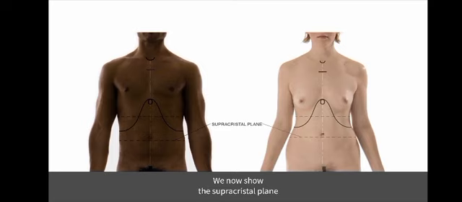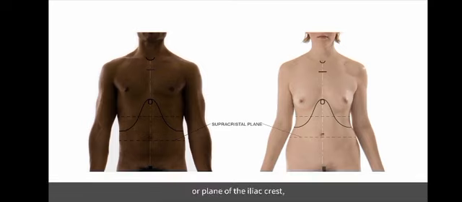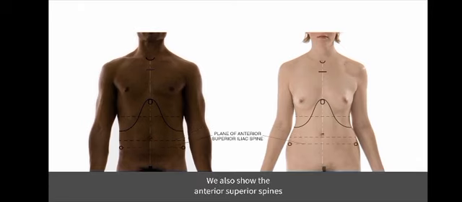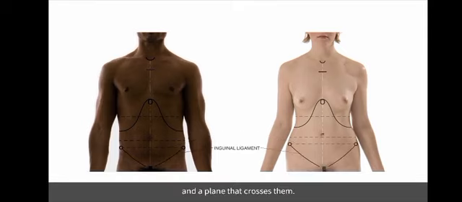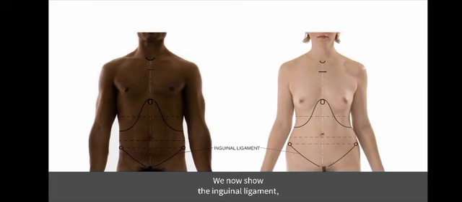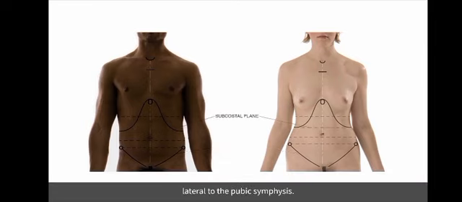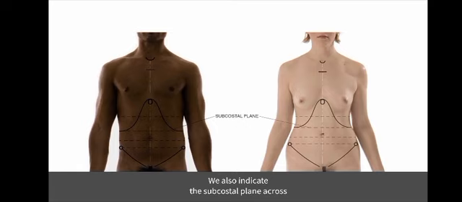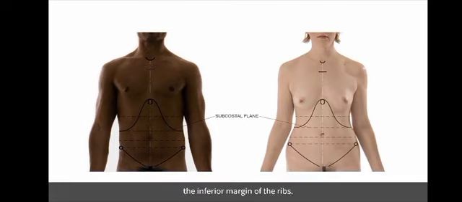We now show the supracristal plane, or plane of the iliac crests, which is roughly at the level of the fourth lumbar vertebra. We also show the anterior superior spines and a plane that crosses them. We now show the inguinal ligament, which runs between the anterior superior spine and the pubic tubercles, which are just lateral to the pubic symphysis. We also indicate the subcostal plane across the inferior margin of the ribs.